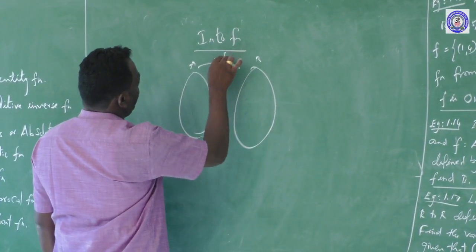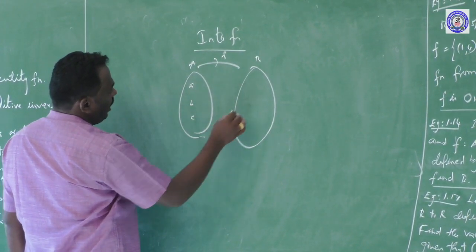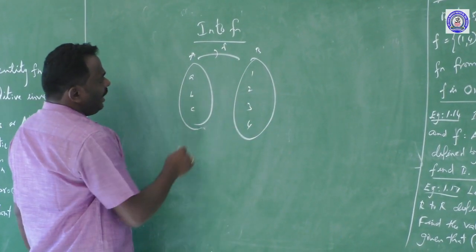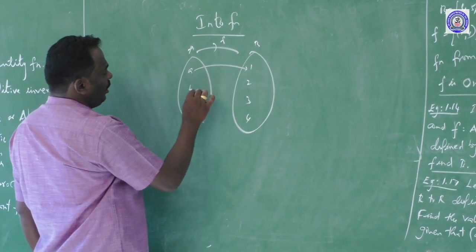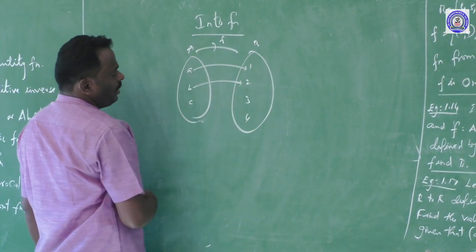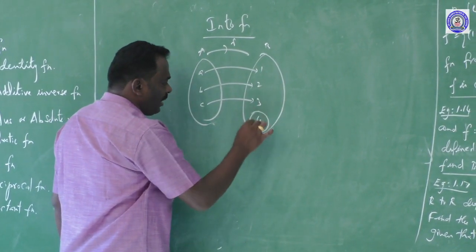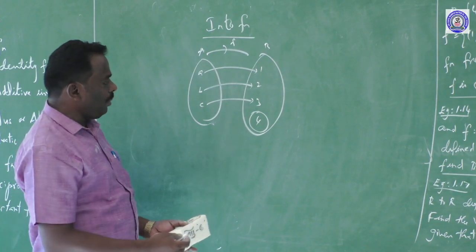A function is defined from A to B. The elements of A are called a, b, c, and the elements of B are called 1, 2, 3, 4. This is a one-to-one relation where a maps to 1, b maps to 2, and c maps to 3, and one element is remaining in the codomain.